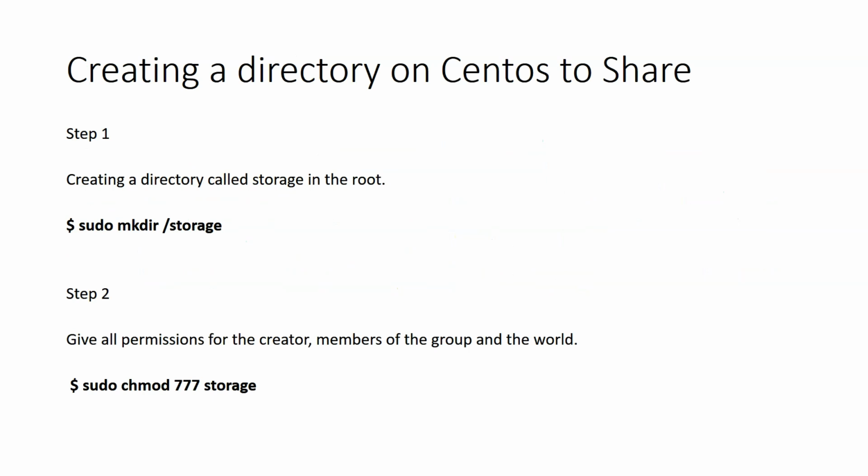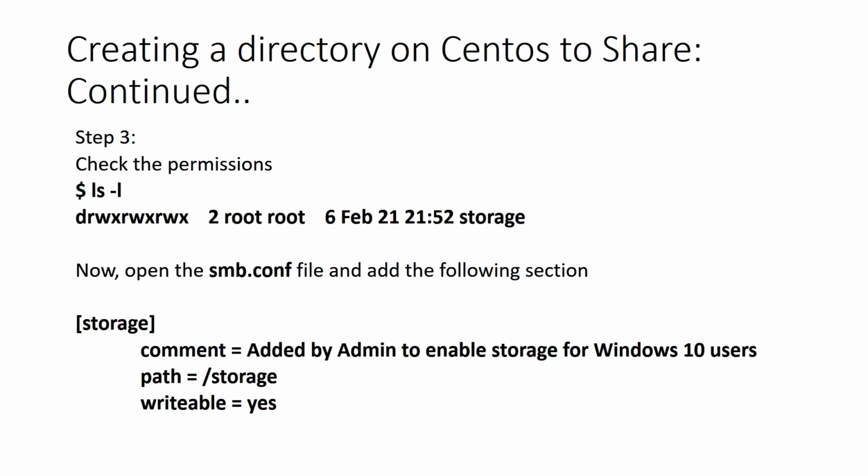Creating a directory on CentOS to share. So we are in CentOS. Step 1 will be creating a directory called storage in the root. The command is sudo mkdir /storage. Step 2, give all permissions for the creator, members of the group, and the world. We do it by the command sudo chmod 777 storage. Storage is the name of the directory that we just created. Step 3, check the permission using ls -l, and we can see that it has all the permissions.